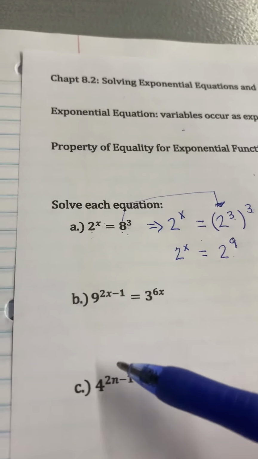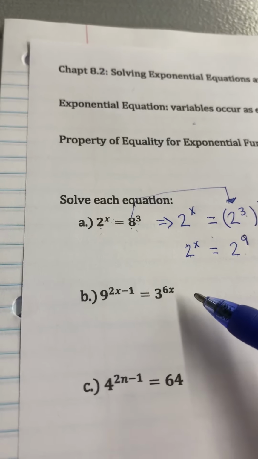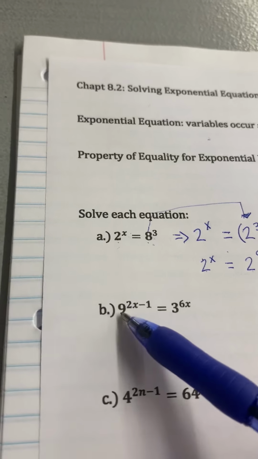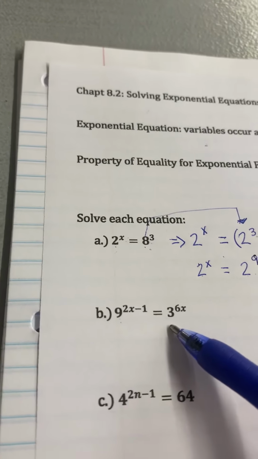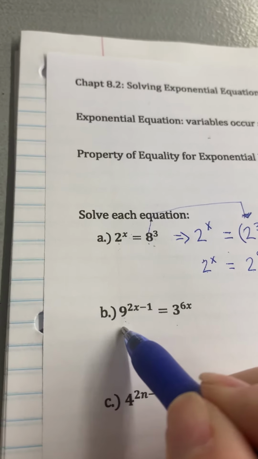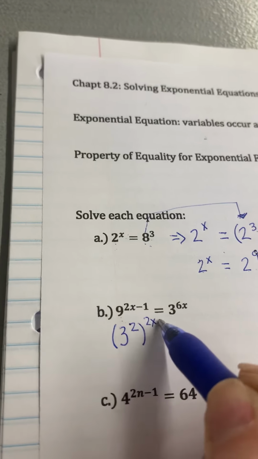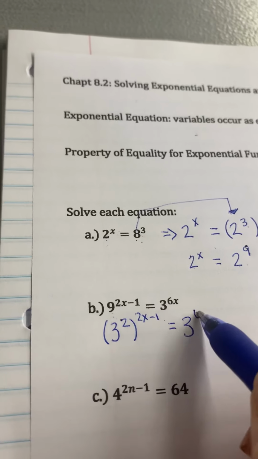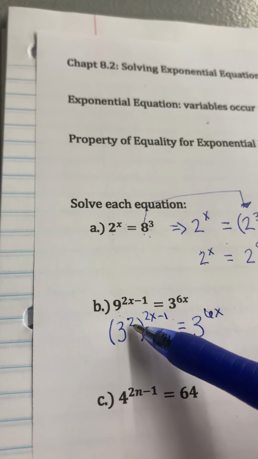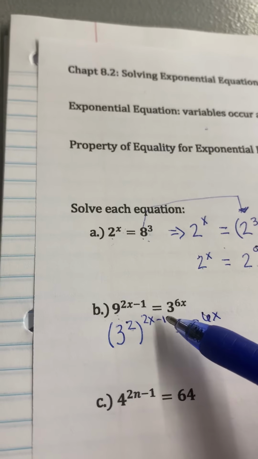So let's look at example B. I have 9 to the 2x minus 1 equals 3 to the 6x. My first step, I've got to have the same base, which I don't. I have a 9 and a 3, but we can change 9 to have a base of 3. So I have 3 squared, still with 2x minus 1, equals 3 to the 6x. Now in order for me to simplify this, I can multiply my exponent by my power, but I've got to do the distributive property.